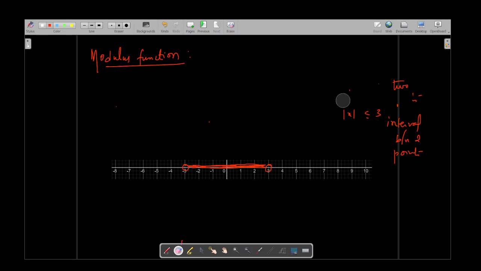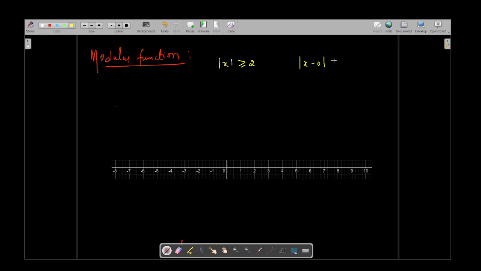Let us take one more example. If I take modulus of x greater than or equal to 2, this means I'm standing at 0 and the distance can be greater than or equal to 2. If I stand here, exactly equal to 2 is this one. If I come here, the distance is greater than 2. So anything after 2 is a distance more than 2. The left side also, from here, if you take any value, the distance will be more than 2.